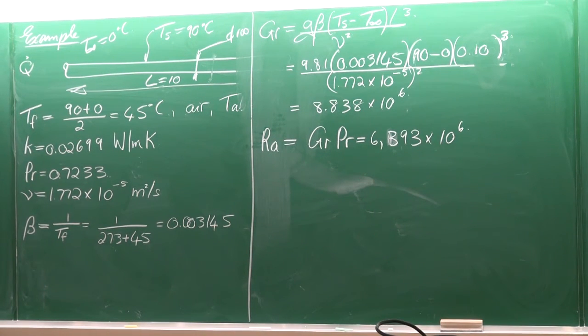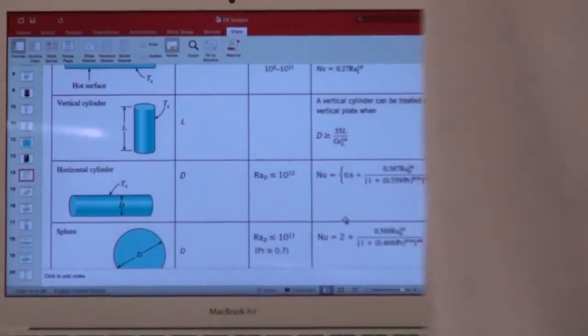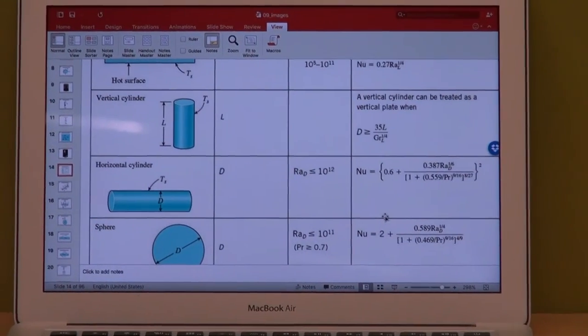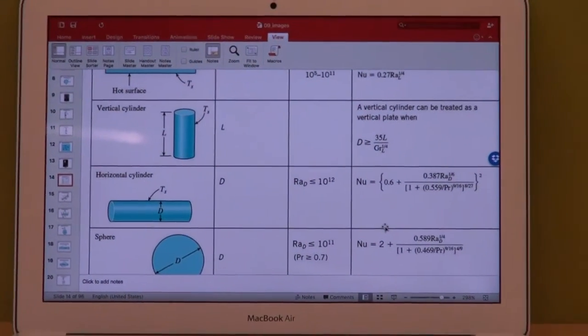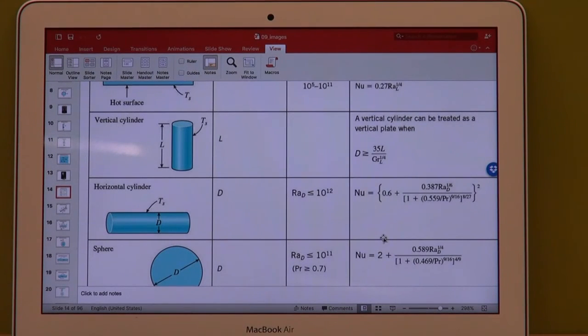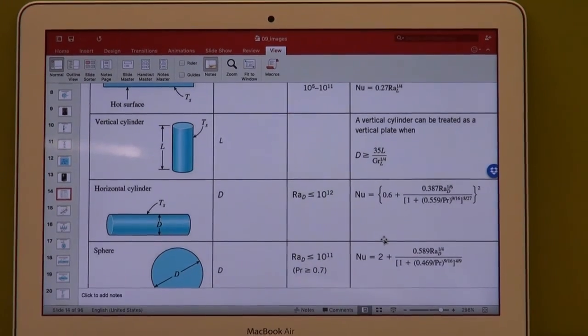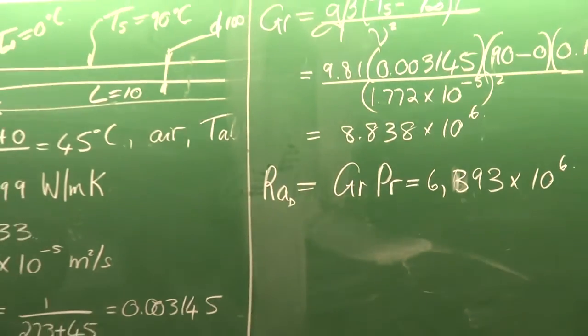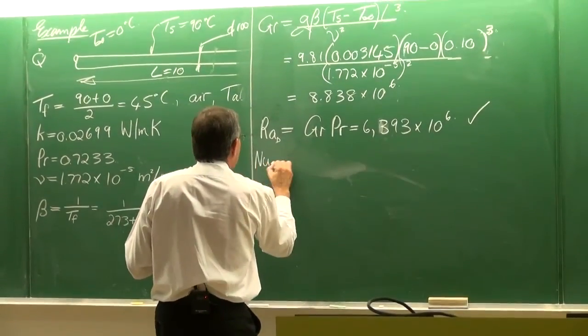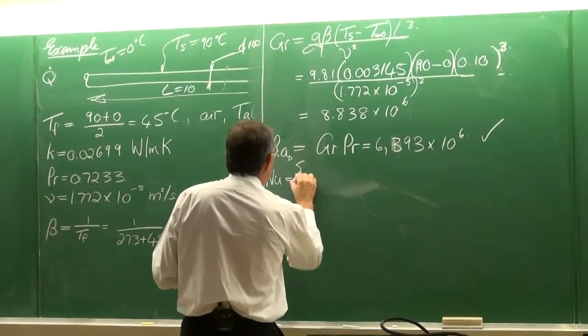Now that we've got the Rayleigh number, let's go and check. The table says that there's an equation that we can use, and we can use it if the Rayleigh number is smaller than 10 to the 12th. Okay, and it says there, Rayleigh number based on D, 10 to the 12th, so we are fine, we are in range. We can use the equation. And then it gives us a long equation for the Nusselt number. And the equation looks like this.